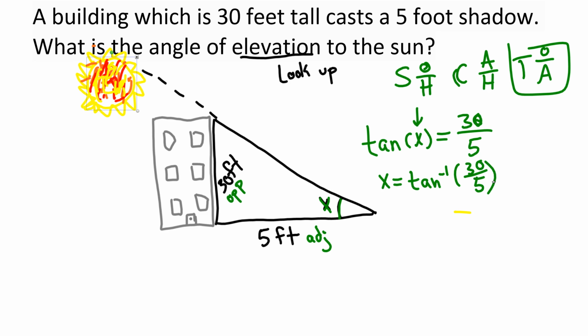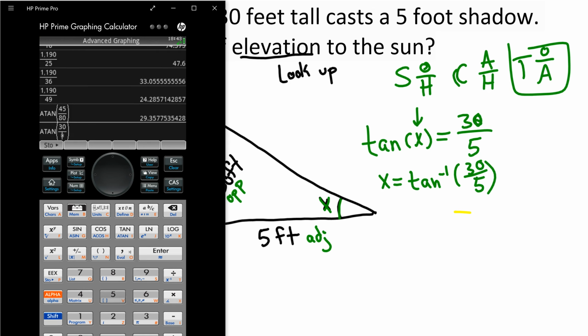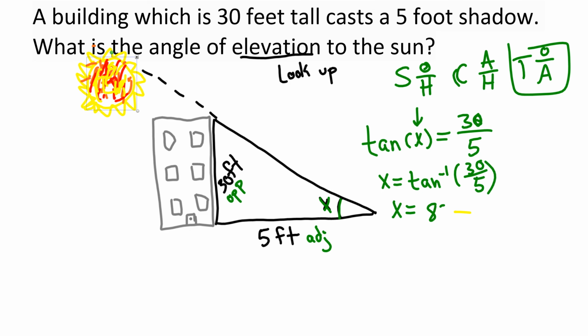Now from here, we just got to solve by putting this in our calculator. So we're going to do shift tangent. So inverse tangent of 30 divided by 5, 80.538. So x is equal to 80.538 degrees. And that's it. So that's all there is to this problem, guys. A word problem is something where you have to draw the picture so that you can solve the problem. Once you draw the picture, the problem is just like we've been doing this whole time. It's nothing new.